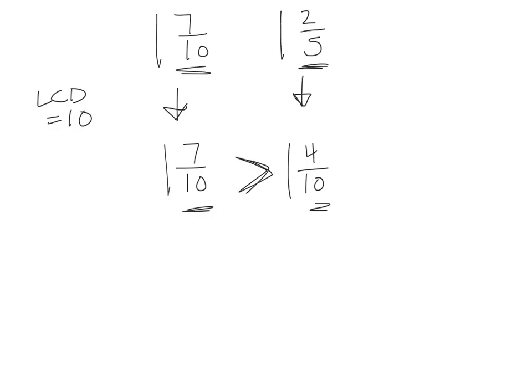If I was trying to compare mixed numbers like 3 and 7/10 and 1 and 2/5, if you can tell immediately that 3 is larger than 1, then you don't need to find the LCD or change the denominators. 3 will always be larger than 1, so 3 7/10 is automatically larger than 1 2/5.